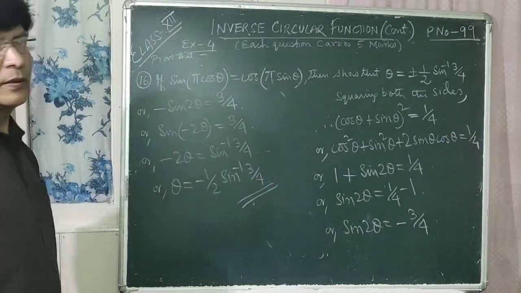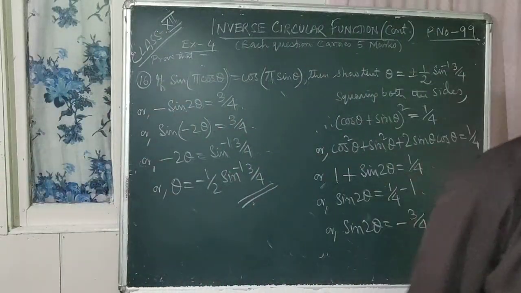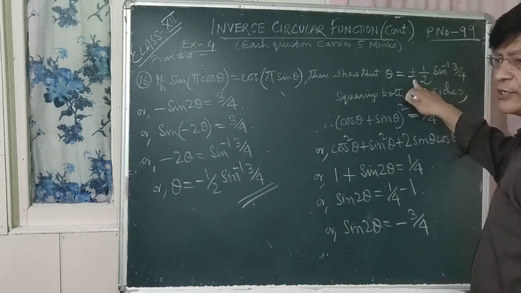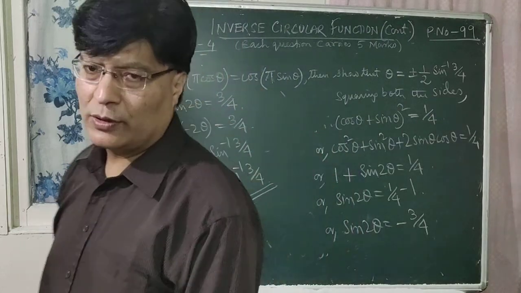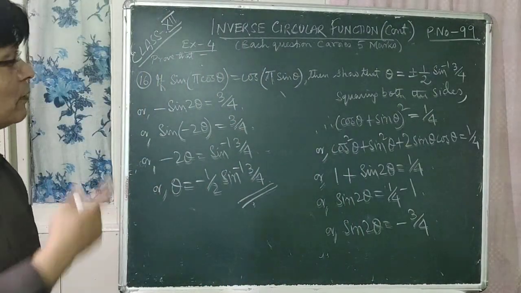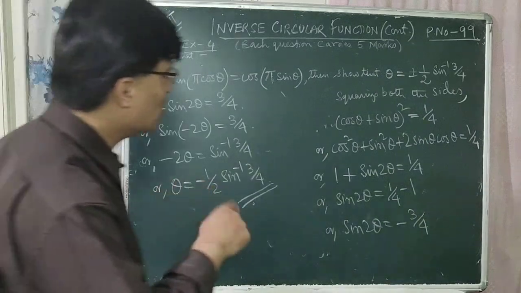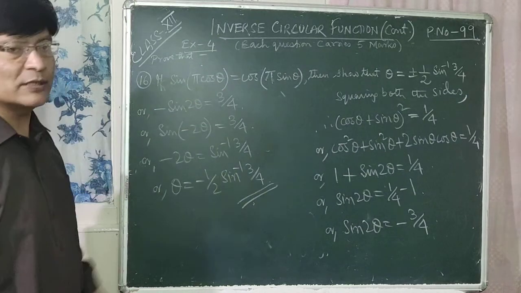So one of the relations is proved. That is, we have proved that in this case theta is equal to minus half sine inverse 3 upon 4. Is it understood now? Now what should we prove? The plus sign is also there, isn't it? So let us now prove theta is equal to plus half sine inverse 3 by 4 from this given.